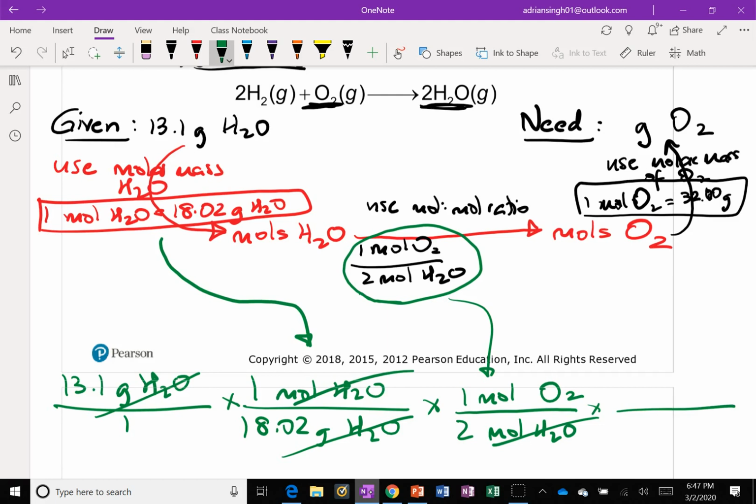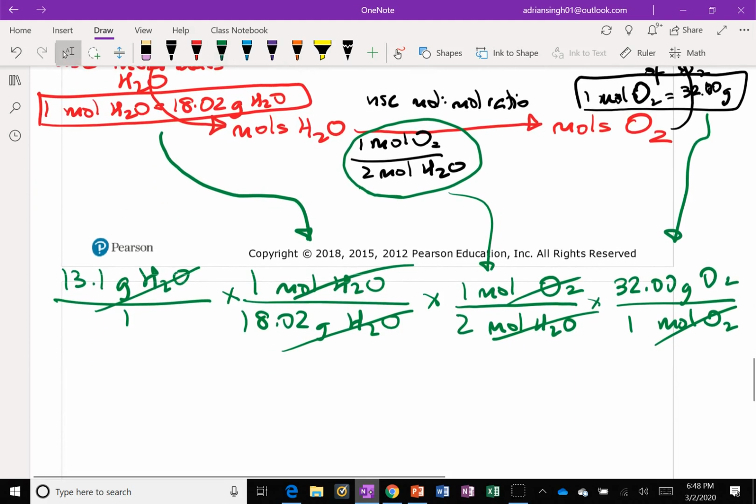And then our last step, right, we want to convert the moles of oxygen to grams of oxygen. So we use our molar mass. And again, the units are going to guide us. The moles has to go on the bottom because we want to end up with grams of O2. So 32.00 grams of O2 on top. Moles go away. So our units make sense, right? Because that's what we wanted. That's the only unit left. We have no stray units left over.